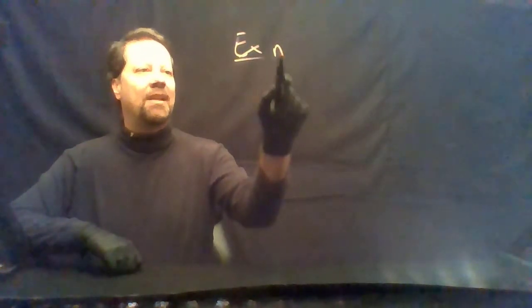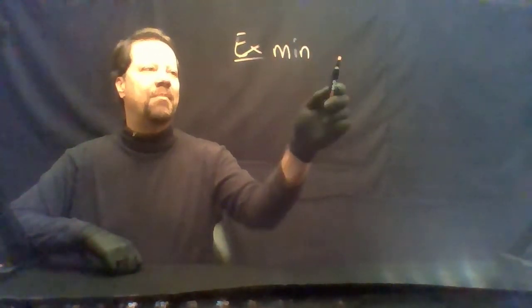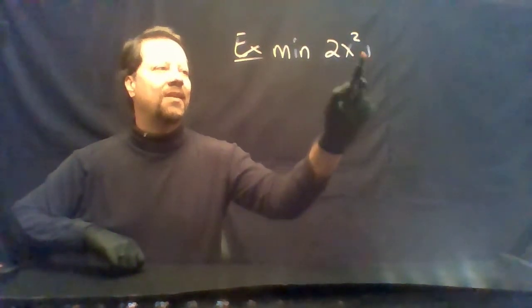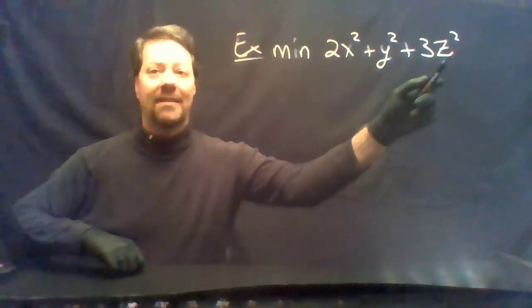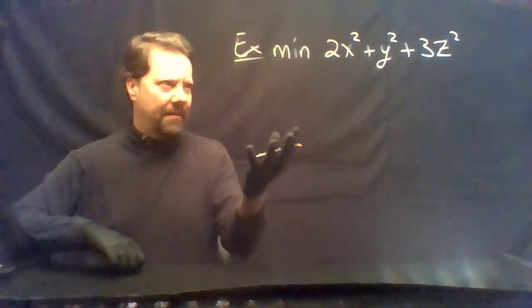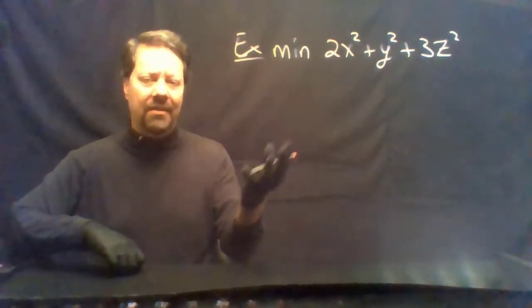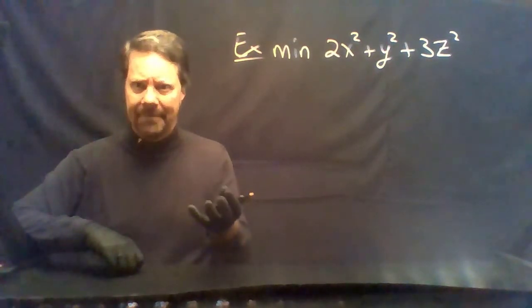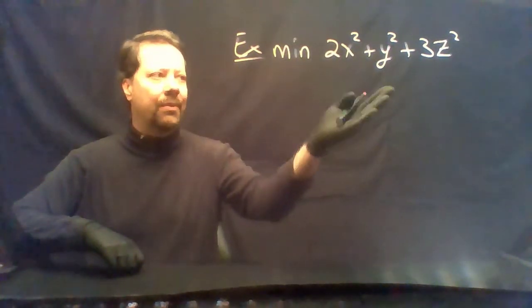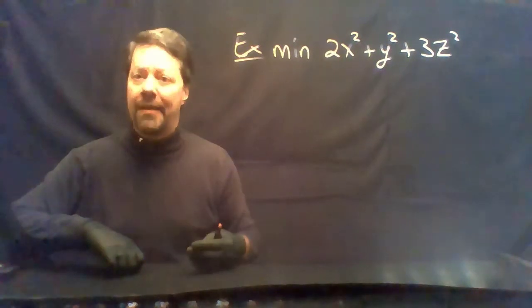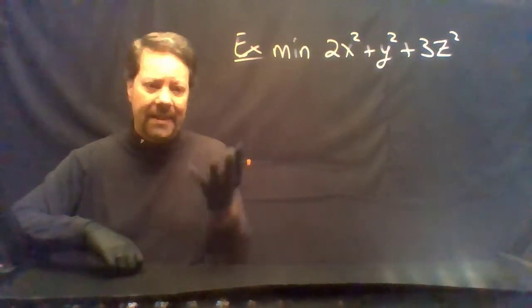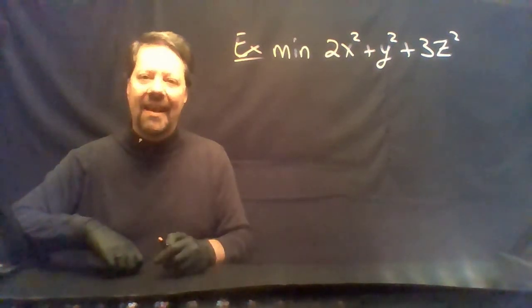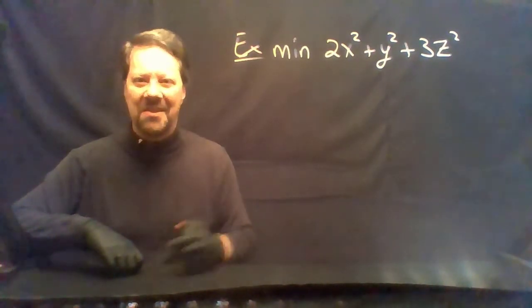In our next example, I want to find the absolute minimum of 2x squared plus y squared plus 3z squared, which is kind of a four-dimensional analog to the elliptic paraboloid. If this is equal to w, you have x, y, z, and w as your variables. x squared, y squared, z squared, these are all squared. You end up with a paraboloid, and it will open up in 4 dimensions.